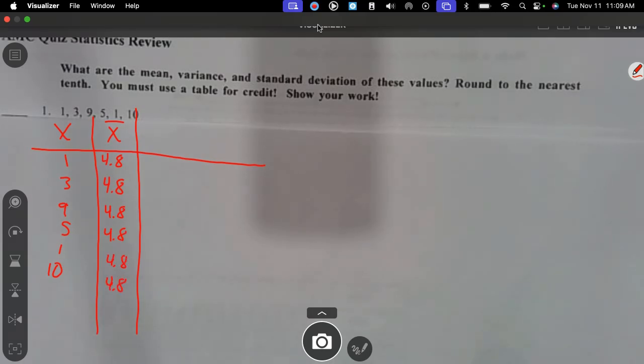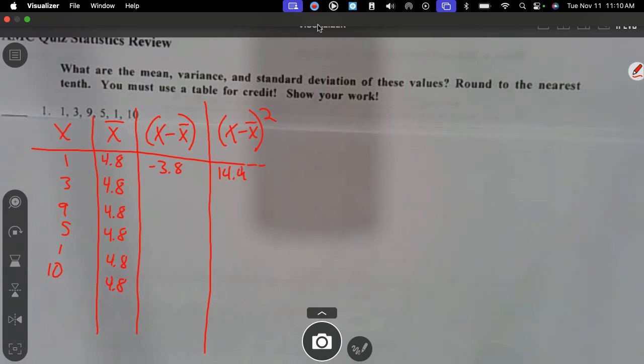Then my next column, I subtract them. You just subtract, and in the next column, you square it. We're almost done. So I would do 1 minus 4.8. Does it really matter if you get negative or positive? No, because when you square it, it's all going to become positive. So I get negative 3.8, but when I square it, I get 14.4. I'll just keep it to the tenth place.